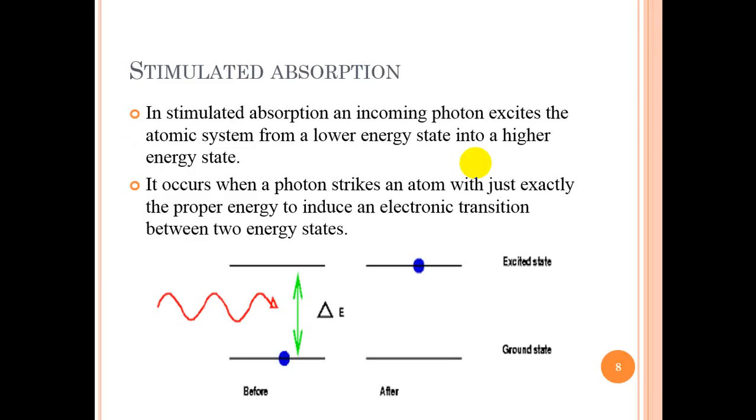It takes place if an electron is in the excited state with energy E2 and it spontaneously decays to the ground state, releasing the difference in the energy levels between the two states as photons. In the figure, we can see that stimulated absorption occurs when a photon strikes an atom with just exactly the proper energy to induce an electronic transition between two energy states.